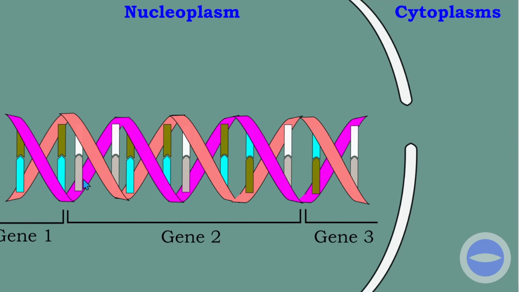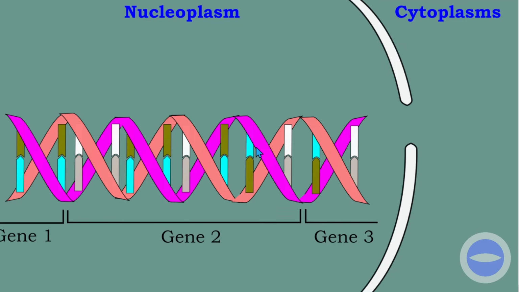Transcription takes place on only a part of a DNA, let's say, gene 2. We've got gene 2, and protein synthesis will take place only on this gene 2. From gene 1, nothing is happening. Gene 3, nothing is happening. It will take place only on gene 2. So this is the difference between transcription and DNA replication. DNA replication takes place in the whole of a DNA, while transcription takes place only in a part of a DNA.